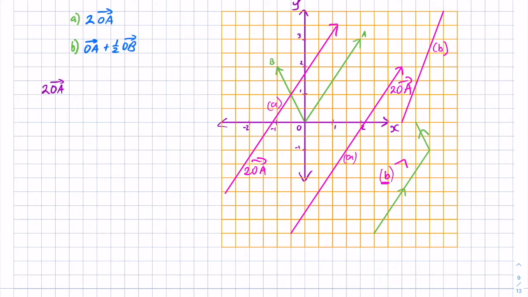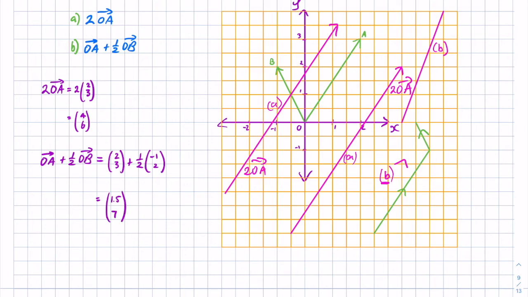So 2OA, that's the same as 2 times (2, 3). We can see that OA is 2 across and 3 up. So if I multiply by 2, I get (4, 6). So that's pretty simple there. For OA plus half OB, that's a little bit trickier, but it's (2, 3) for A, and then half of (-1, 2). And then we just do it the same, 2 plus half of -1 and 3 plus half of 2.